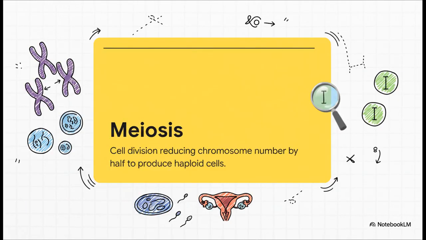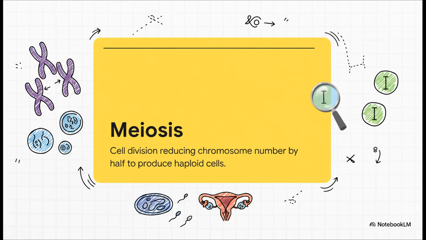Well, the brilliant workaround is meiosis. This is a specialized kind of cell division that acts like nature's ultimate biological quality control. Its entire purpose is to reduce the chromosome number exactly by half. We call this reduction division.